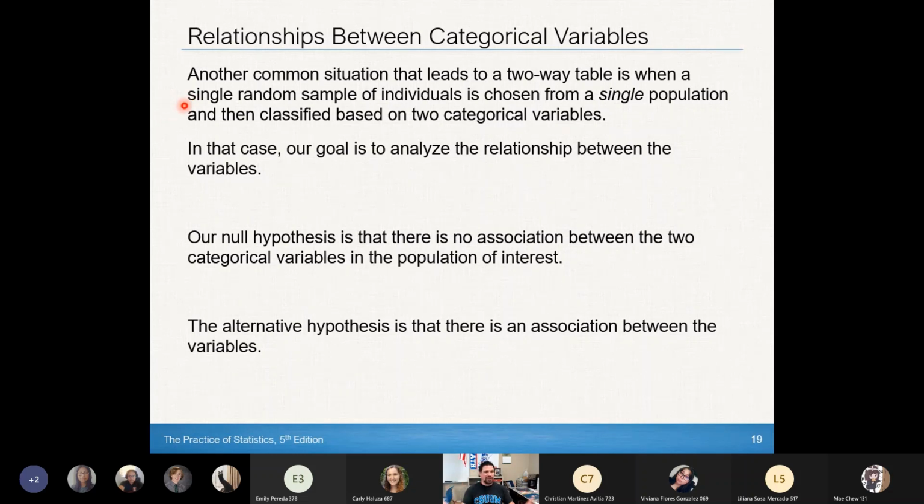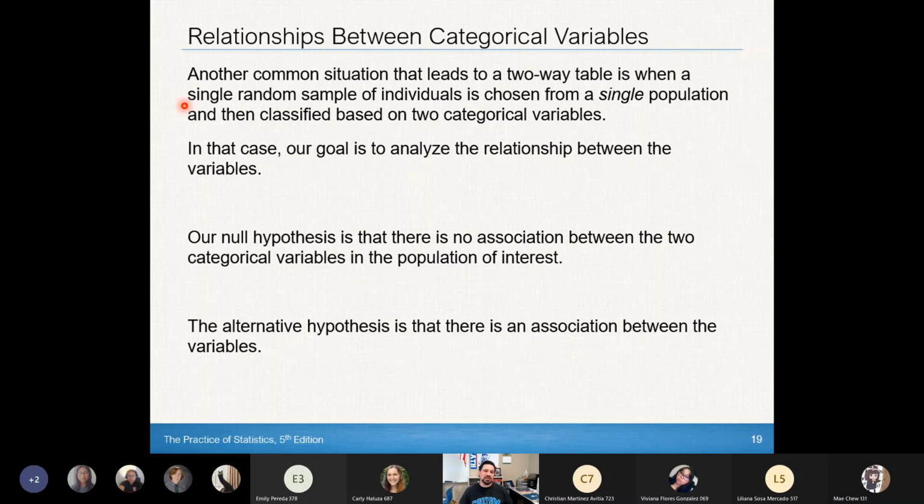Suppose we randomly sampled 100 students from the school district. Then after we selected a random sample, we then categorized them by their gender, male or female, and then their subject preference or something like that in classes. We would then be trying to find an association between gender and subject preference. Right, and that is a test for independence.